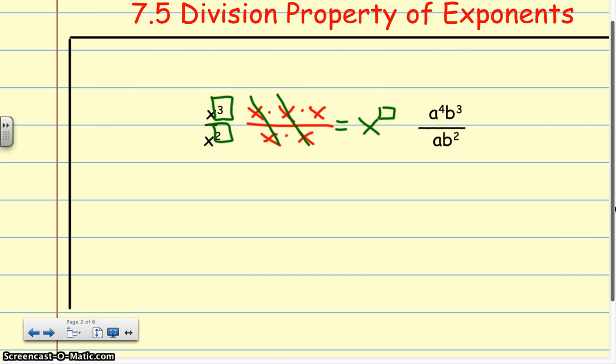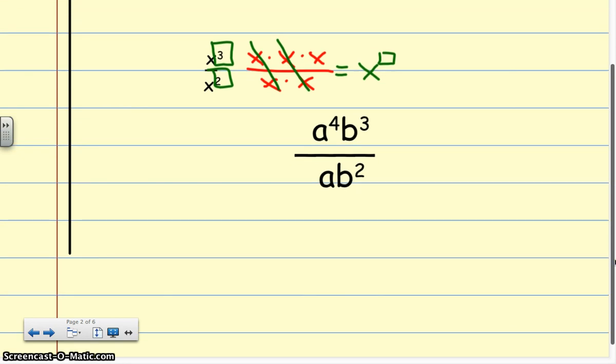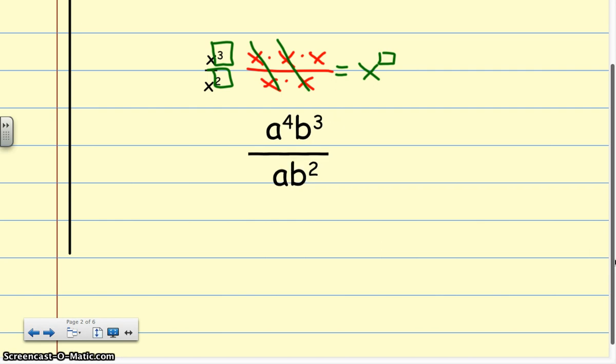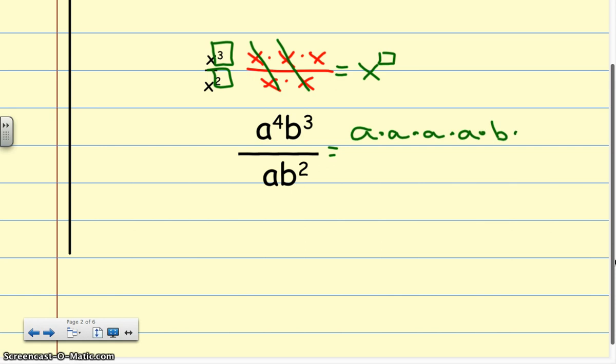Now I want you to have that in the back of your mind. We're going to test your thoughts. A to the 4th b cubed over a b squared. If you developed a little hypothesis, I want you to try to think what you would simplify that into yourself. Now I'm going to expand it out. This a to the 4th is 4 a's, a times a times a times a. B cubed is 3 b's, b times b times b. All over a is just a. B squared is 2 b's.